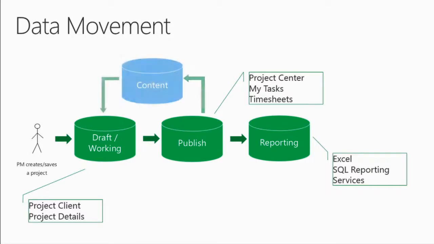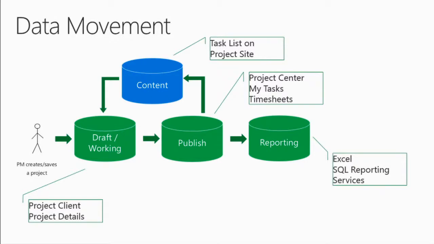The other big data flow, and we haven't touched too much on the content of the SharePoint DB stuff, is that we actually do move data now between the publish schema, through the content, and into the draft store. This is the interaction that you see primarily with the task sites. With task lists and the site, being able to keep that task list up to date with what's happening in Project Server means that we're moving data through the content database store.